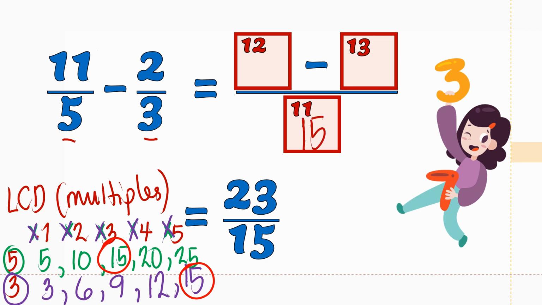Then, after getting 15, what are you going to do next? Okay, etong si 15, i-divide daw natin doon sa 5. And then, 15 divided by 5, that is 3.